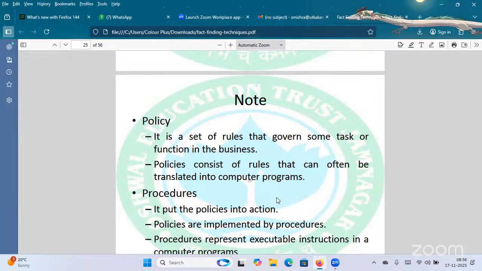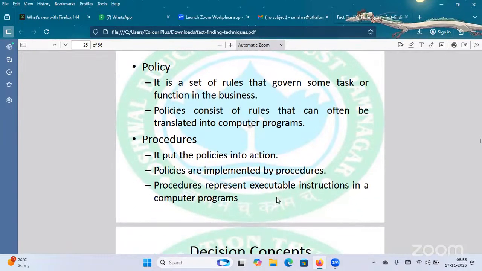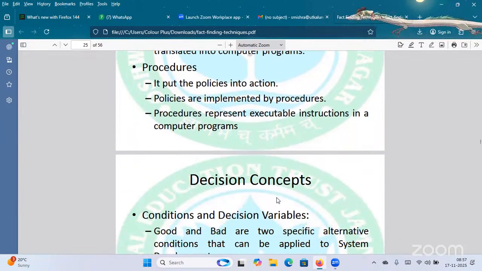So it also uses some procedures, that is, it puts the policies into action. The policies are nothing but the boundaries, and those boundaries are to be set up in procedures. The policies are implemented by procedures. So procedures represent executable instructions in a computer program, that is, in the form of software.